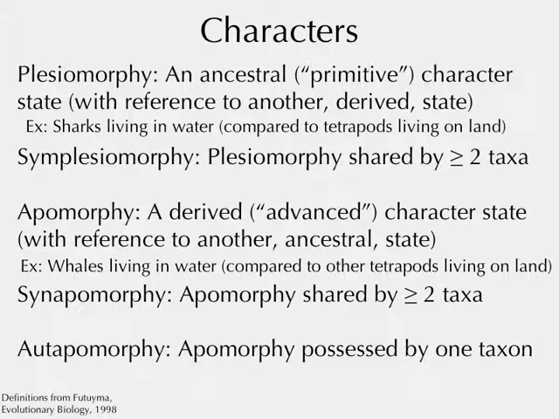Okay. So plesiomorphy is an ancestral, primitive character state in reference to some other derived state. So primitive taxa, you don't say. Primitive states, ancestral states, maybe. Right? So the state here is the ancestral state relative to some other change in that character here. Okay. A symplesiomorphy is shared by two or more taxa. Right? So sharks living in water, the shared trait they have from their common ancestor.